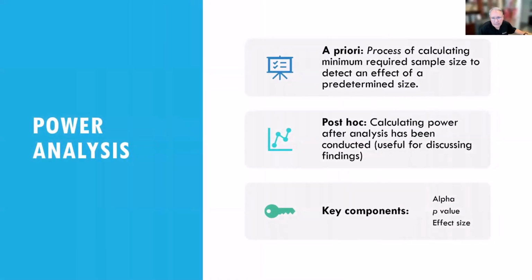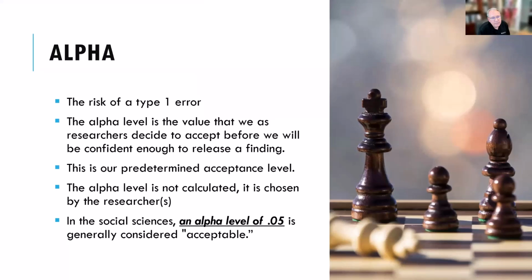So the power analysis, again, it's a priori. It can be done post hoc in the discussion to help explain certain things, but the key components are the alpha, the p-value, and the effect size. So we're going to talk about that next. So the alpha is the risk of a type 1 error. So the alpha and the risk of a type 1 error are the same thing.